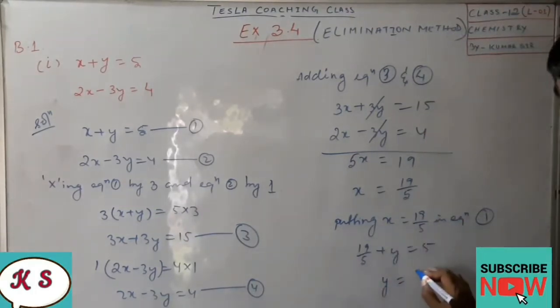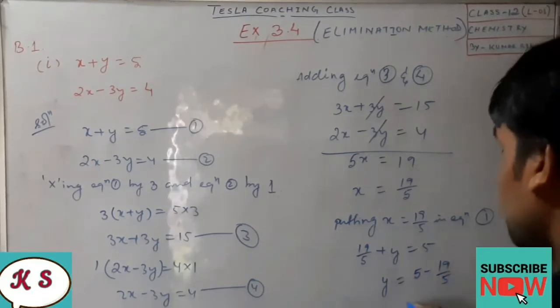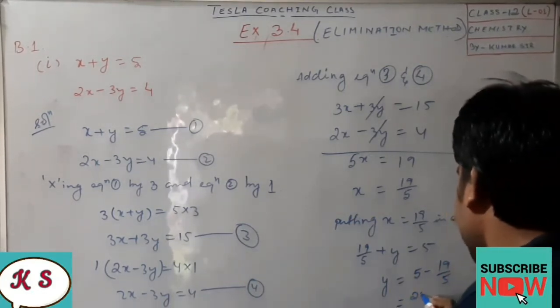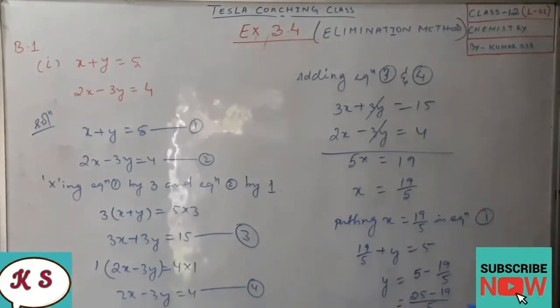So y will be equal to 5 minus 19 by 5 when you take this 19 by 5 to the other side. So it will be equal to 25 minus 19 by 5. So 25 minus 19 gives us 6 by 5. So this is your answer, dear students. You can take it down. Then we shall go to the next question.